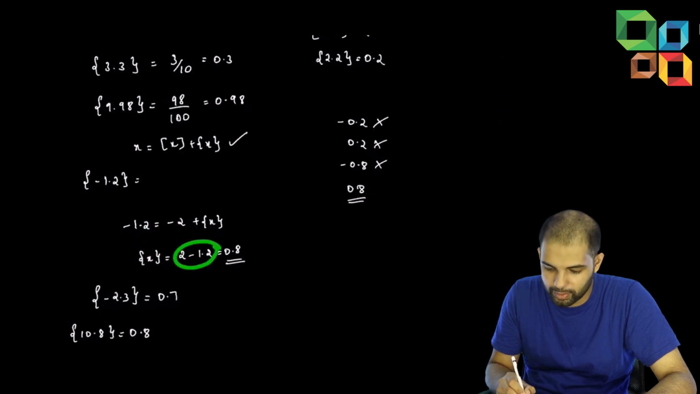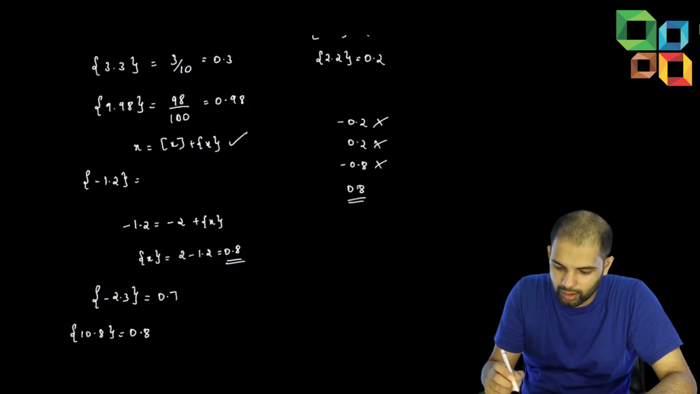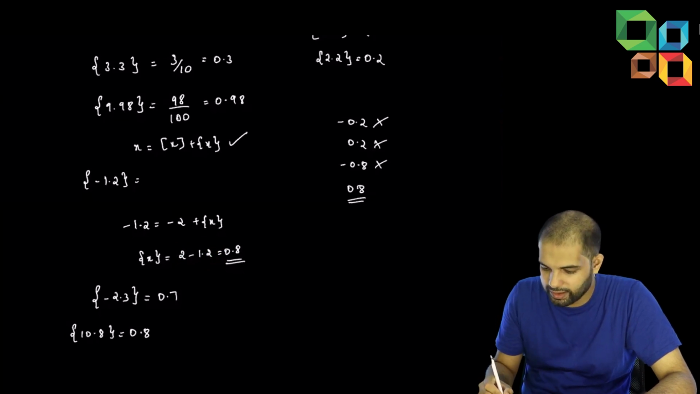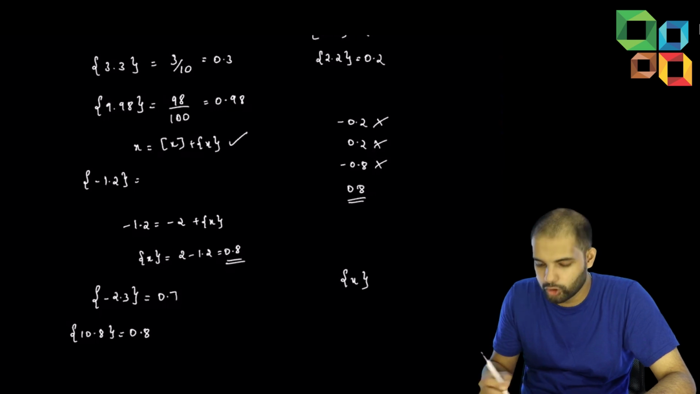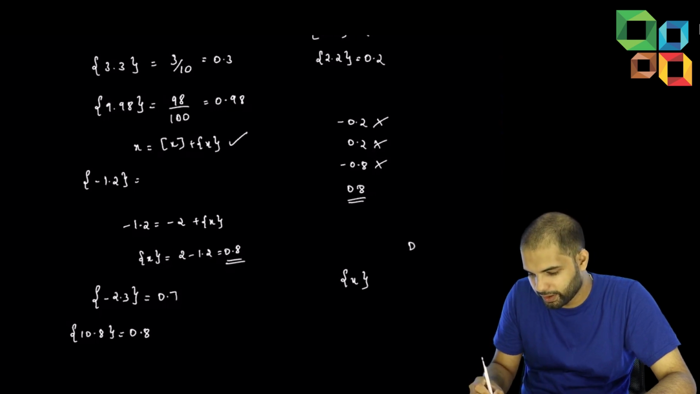See, look at this example. It is 2 minus 1.2, so the remaining part is what I'm getting. So can anybody tell me what the range of the fractional part is? What is the range? So domain, can anyone say? Domain?